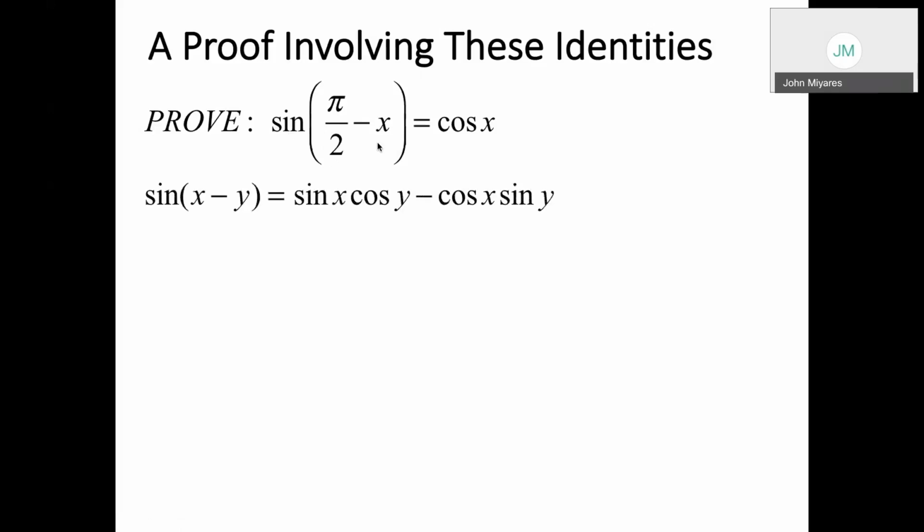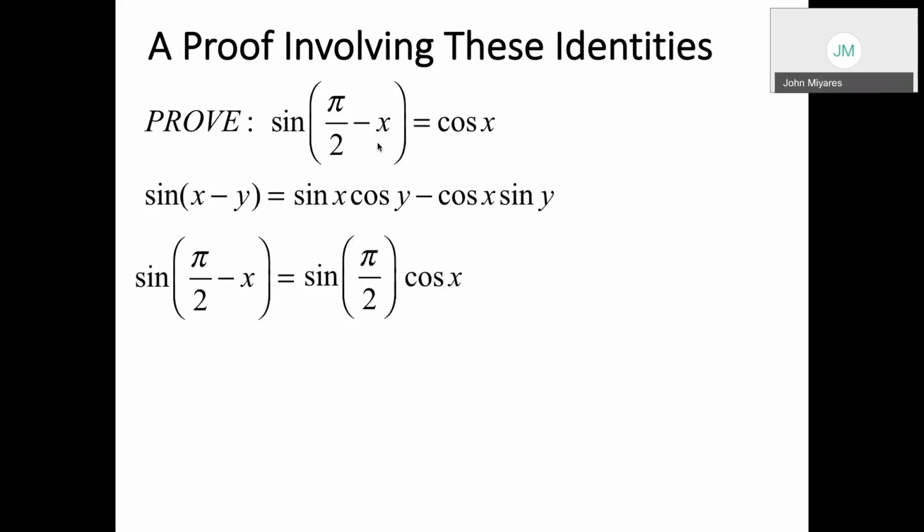We still want to use this identity, which says that the sine of the difference between two angles will equal the sine of the first times the cosine of the second minus the cosine of the first times the sine of the second. Starting with what we are given on the left-hand side of this equation, we can substitute our first angle pi over 2 and our second angle x and apply this identity to the best of our ability. Doing so gives the sine of pi over 2 times the cosine of x minus the cosine of pi over 2 times the sine of x.